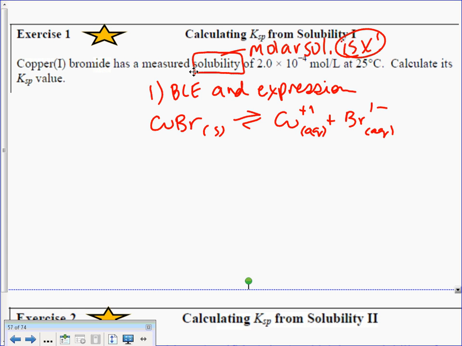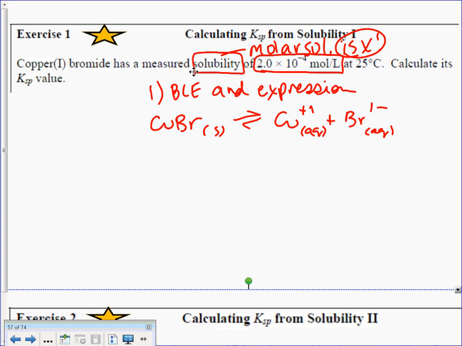So if I'm telling you copper 1 bromide is soluble to 2.0 times 10 to the negative 4th moles per liter, that right here, yeah, it does talk about copper 1 bromide, but that's not the important part. It's saying that it makes a 1-to-1 mole ratio of both of its ions. So if it's that soluble in water, it's going to make that amount of each of its ions. So that, like I said, is X. And I'll show you what I mean by that.